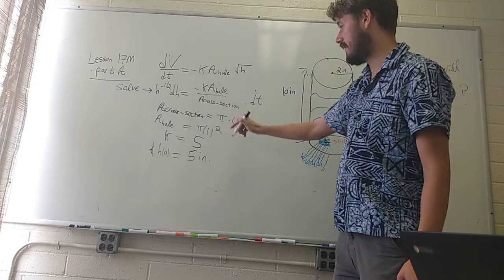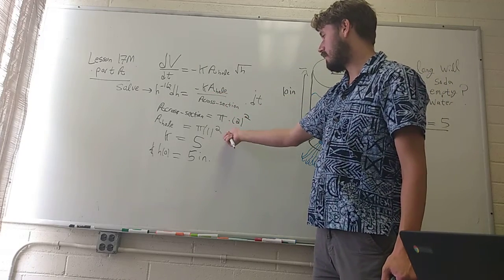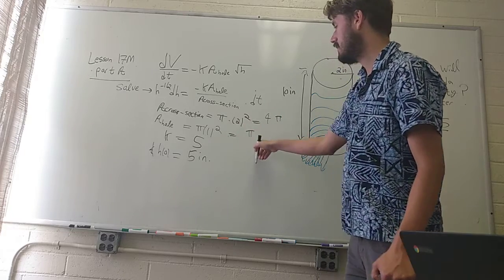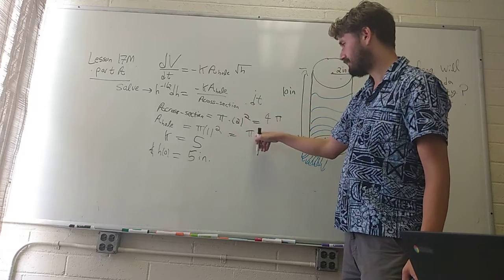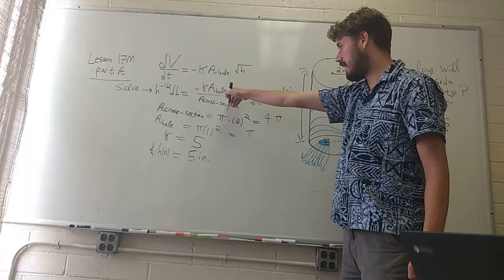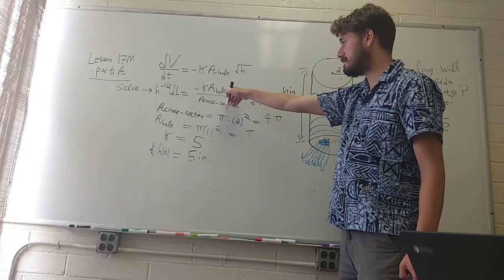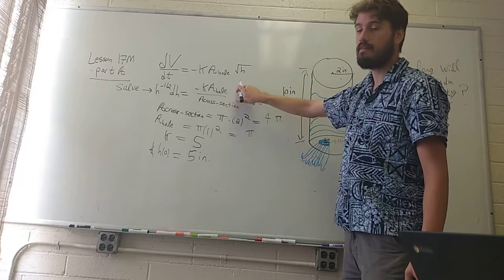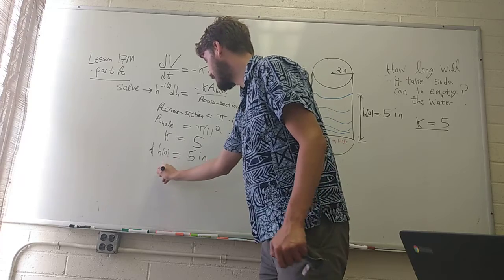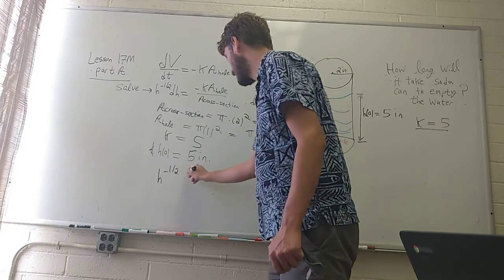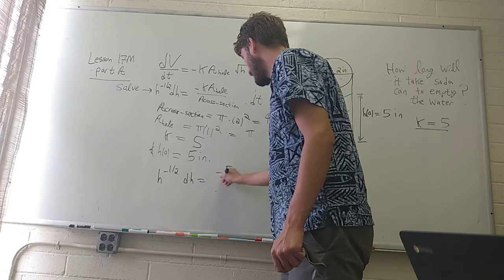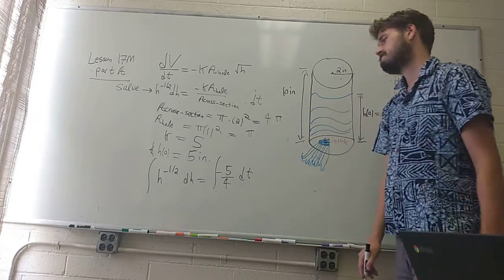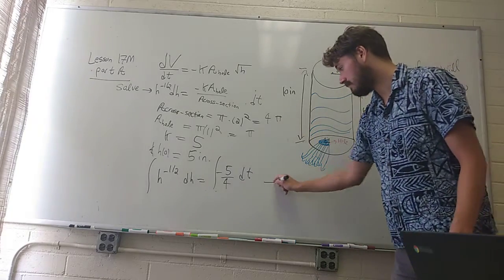Well, when we plug this in here, what do we get? Pi times 1 squared over pi times 2 squared is pi over 4 pi. This is 5, so this becomes minus 5 times pi over 4 times pi, which is the same as minus 5 over 4. So this equation becomes h to the negative 1/2 dh equals minus 5 over 4 dt. We can slap on an interval there, and now we're almost done.